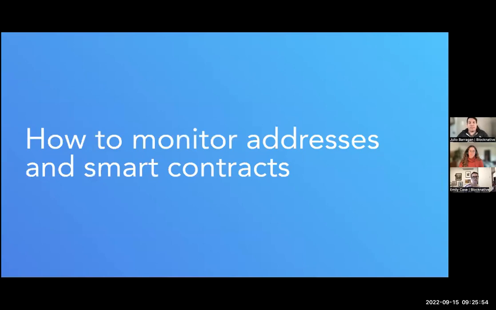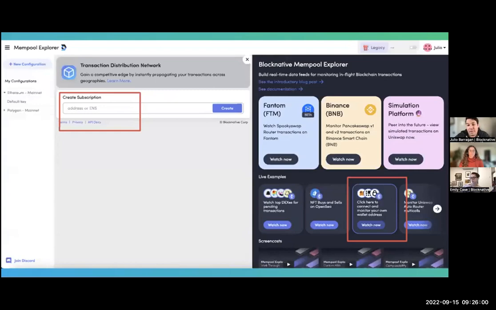So the first thing I want to teach you all how to do is how to monitor addresses in smart contracts. For traders, you might be interested in monitoring your own hot wallet, for example, maybe for instant transaction updates, or maybe you need to send those updates to a Slack or Discord or somewhere else, right? So to watch your own wallet, pretty easy.